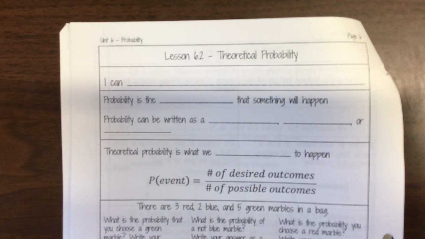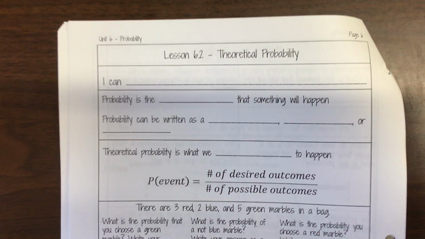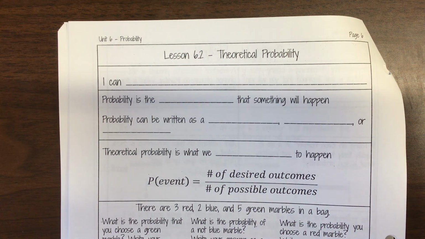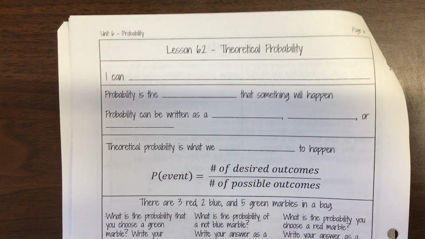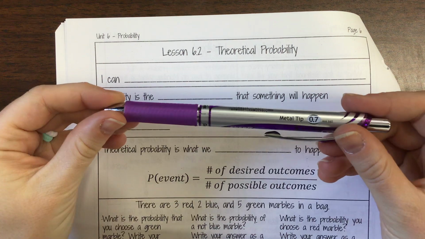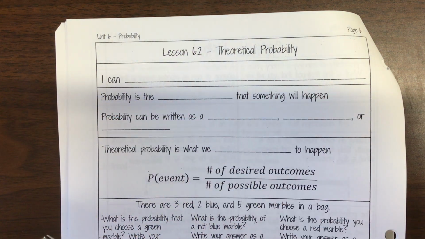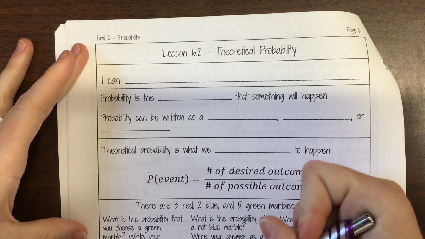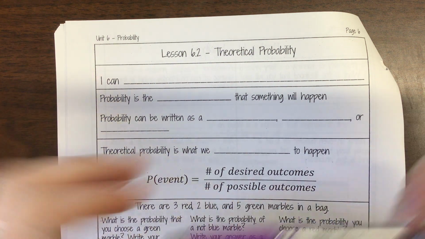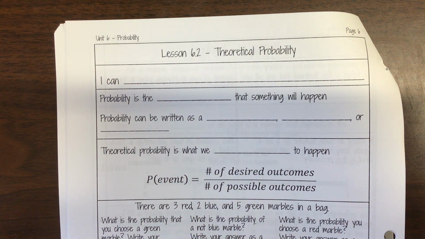All right, we are going to talk about theoretical probability. There we go. Now it's focused. Okay, so make sure you have a pencil. I'm writing in pen just so you can see it, but you need to be writing in pencil. Make sure that you are writing all of the examples down. Okay, so make sure your packet is open to your 6.2 notes.